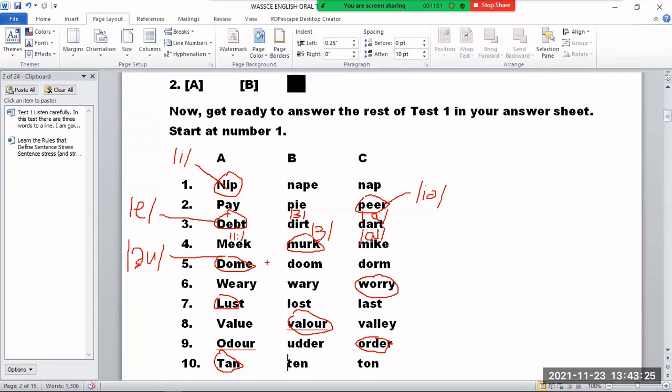Dome. And this is different from doom. The long U sound, doom. And this is the long O sound, dumb. So you can see how you distinguish the given sound, the actually articulated sound, from the other options.